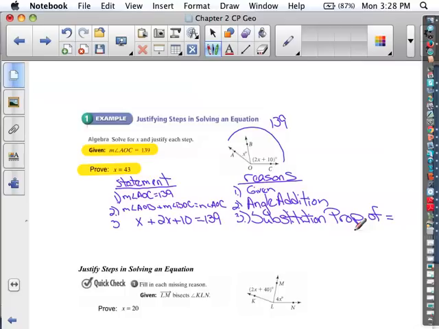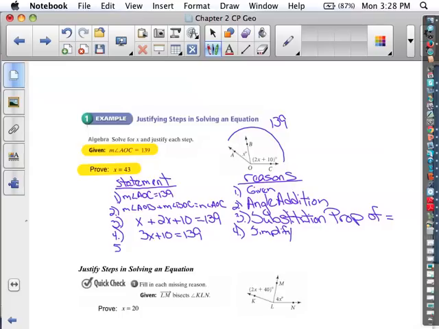So the next step, now just think about the algebra. Just think about the algebra you would use to solve this equation. The first thing you should do is simplify by combining like terms. So this becomes 3x plus 10 equals 139. And you can say combine like terms or you can say simplify. So you've simplified that equation by combining like terms.